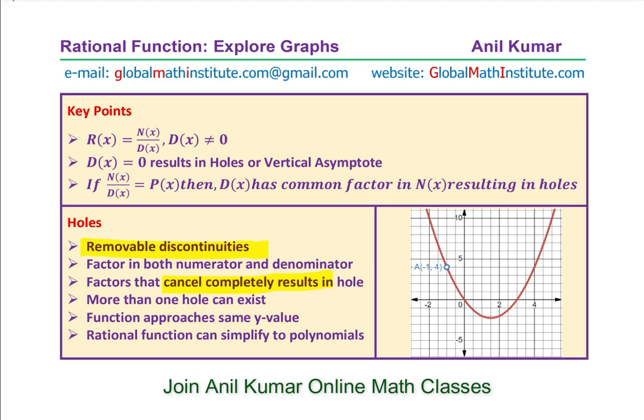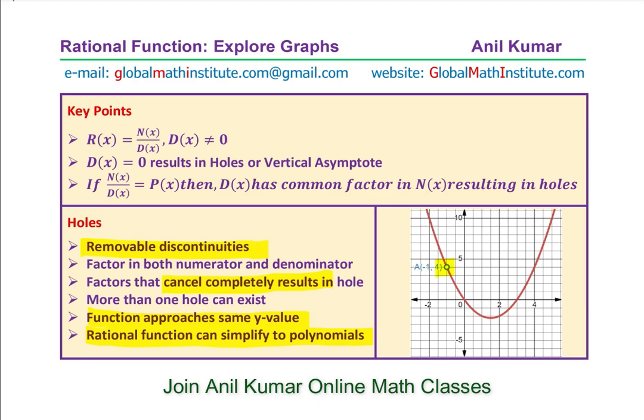Now, more than one hole can exist. It's possible to have more than one hole. The function approaches the same value as we have seen in the hole here also. You can see that when you approach from either side, you approach the same y value. Rational functions can simplify to polynomials, as we have seen with the help of 4 examples, and it could be a constant function, a linear function, a parabola, or any function for that matter.